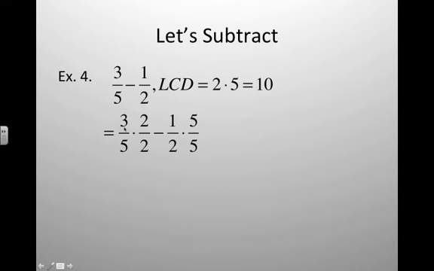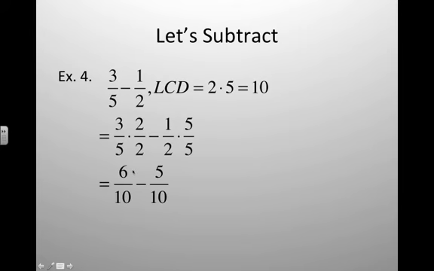Okay, so we've got 3 over 5. We need a 10 on the bottom. The denominator does not have a factor of 2, so we're going to multiply by 2 on the bottom. Got to do it on top as well because that's just a fancy form of 1. Minus 1/2 times 5 over 5. Again, the reason for that is that 1/2 has the 2, it needs the 5. So we're going to multiply on bottom and top by the 5.